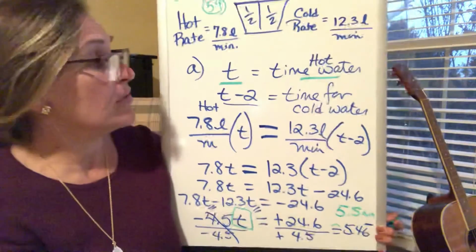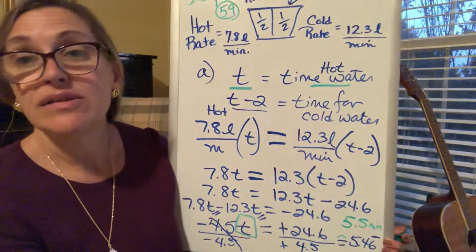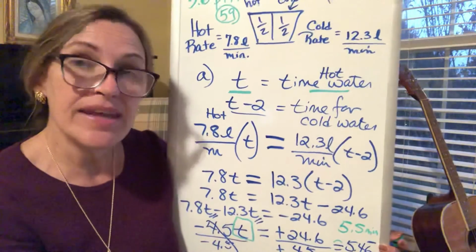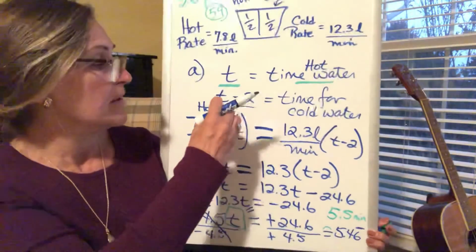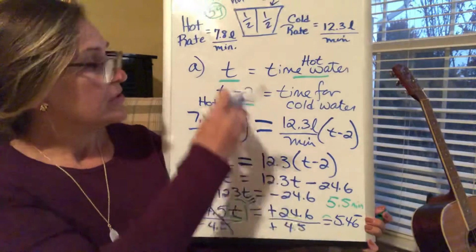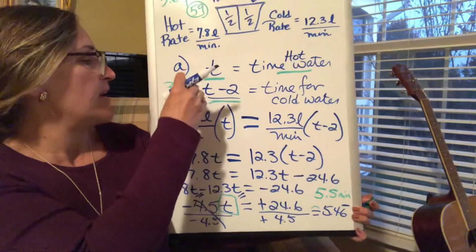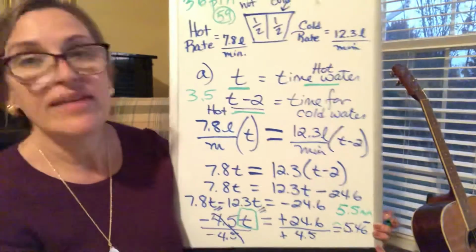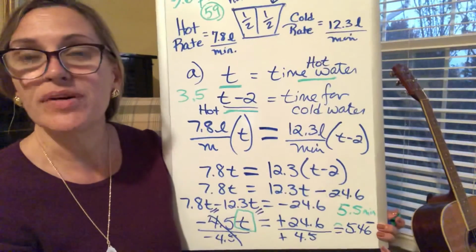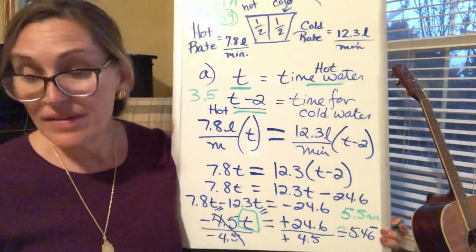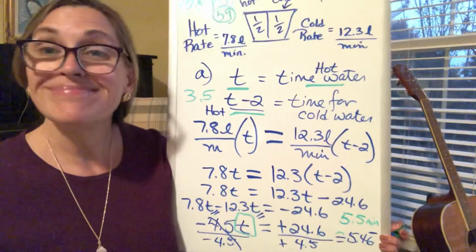So if I ask you how long the cold water is going to be running, you say, oh, well, we started that 2 minutes later, so I need to subtract 2 from that right here, okay? So 2 from the 5.5 minutes will get you 3.5 minutes. So that's the amount of time that the cold water is running, all right? So that's the hot, cold laundry problem. See you later.